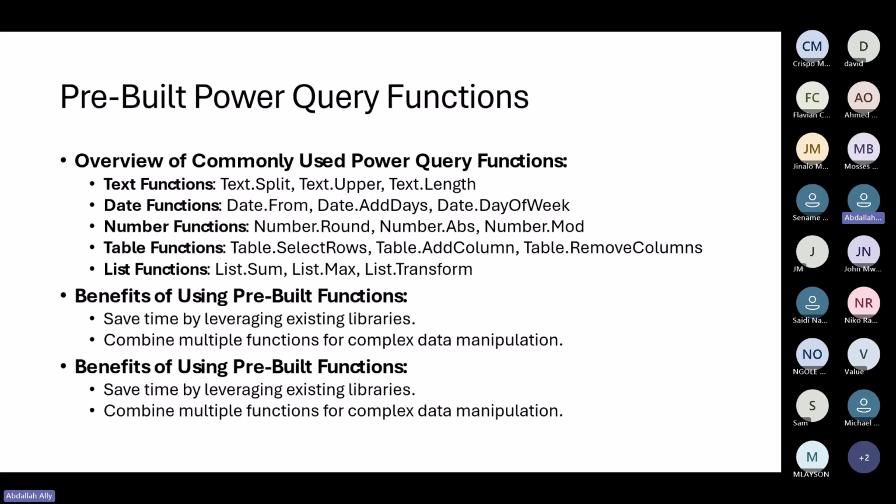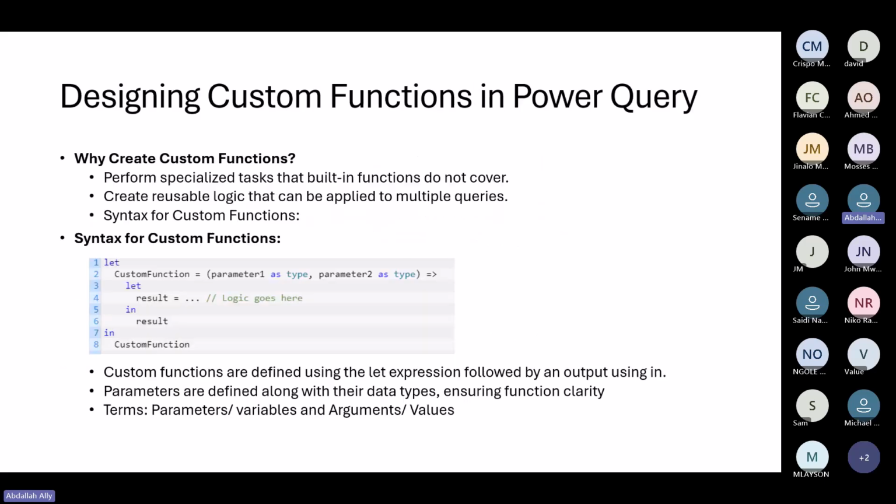But why do we create our own functions? Sometimes you may have a task and you don't find any inbuilt function that will provide you with a solution. So you are forced to create your own function. But if that is not the case, the simplest way is to use the function that was already provided by Microsoft, the so-called pre-built function. This saves you time by leveraging the existing functionalities.